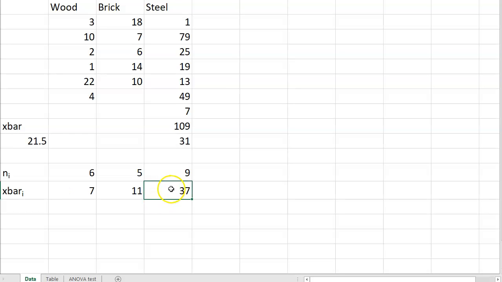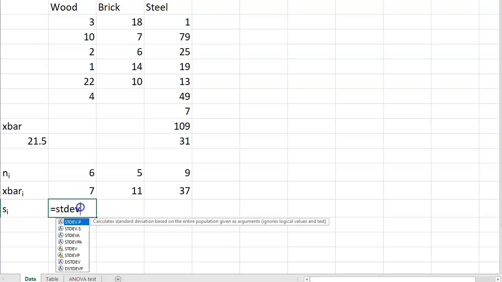Okay, it looks like the steel rooms held up against the wind very high, wood low. I'm guessing this might end up rejecting the null because it doesn't look like these averages are the same. But we also don't have a lot of data, so don't jump to conclusions.